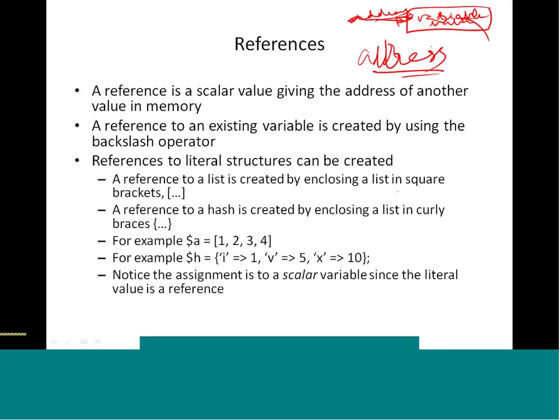which is the reference to that variable. Even in Perl we can give references to variables. Essentially the reference is a scalar value giving the address of another value in the memory. Whatever the address of this particular location is will be the reference, and this is a scalar value. The reference to an existing variable is created by using the backslash operator. In the string context we often use the backslash to escape special characters, but in variable context when we use the backslash we actually create a reference to that variable, or call its address.